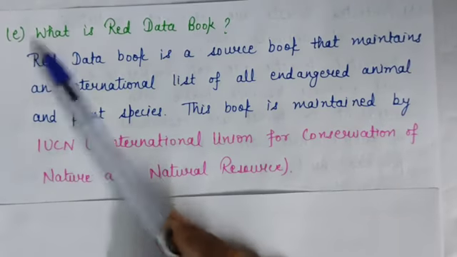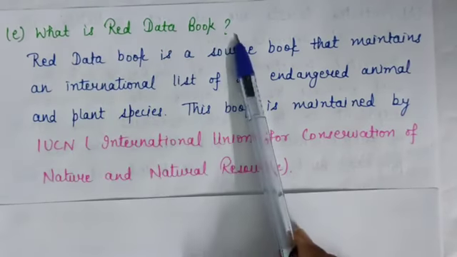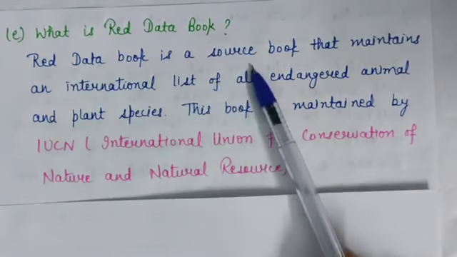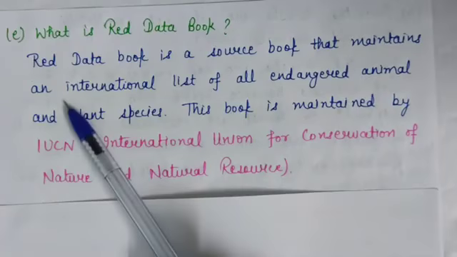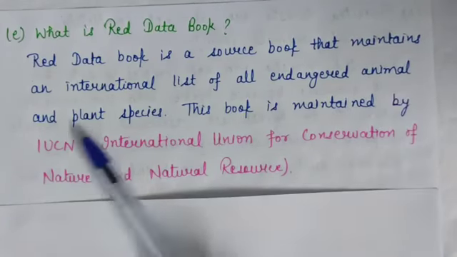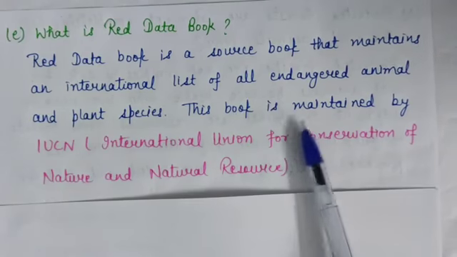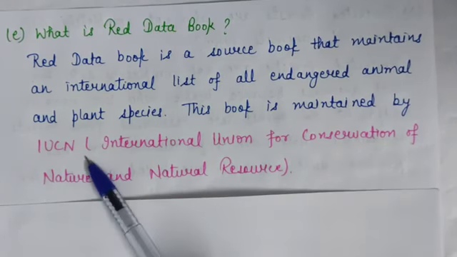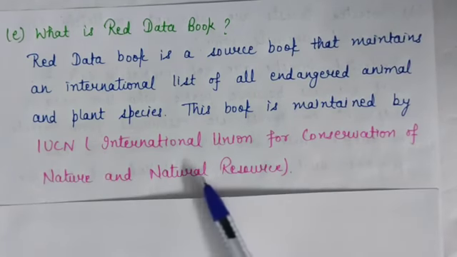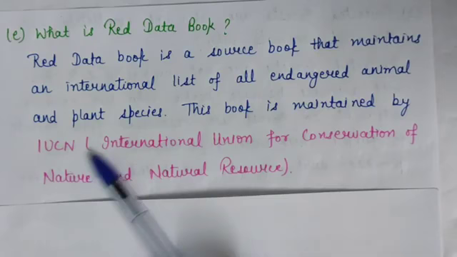Next part is, what is Red Data Book? Answer is, Red Data Book is a source book that maintains an international list of all endangered animal and plant species. This book is maintained by IUCN, means International Union for Conservation of Nature and Natural Resources. This is the organization name.